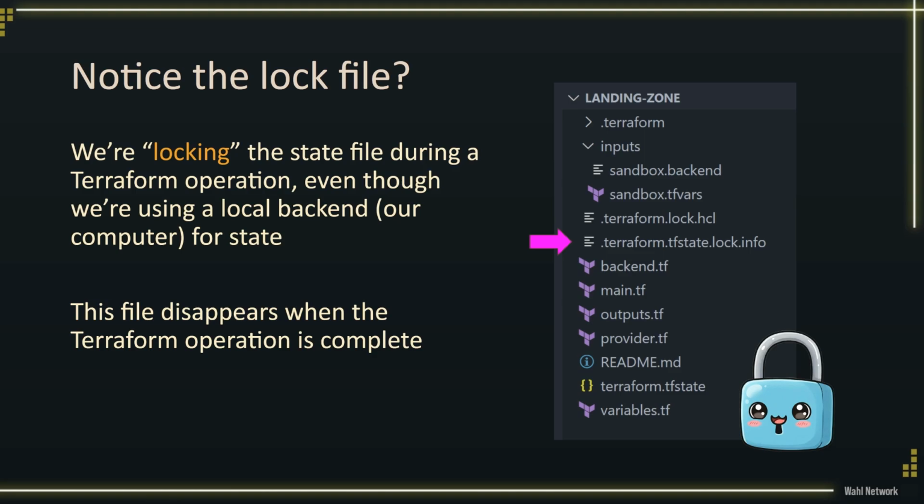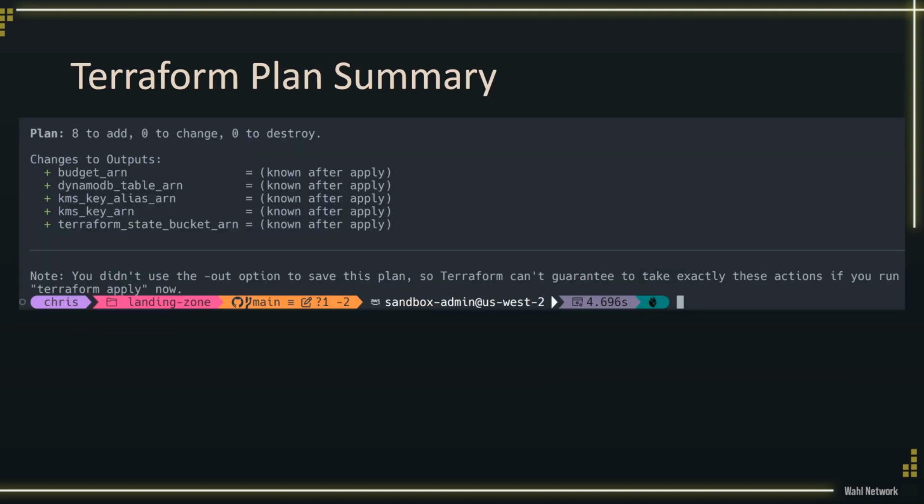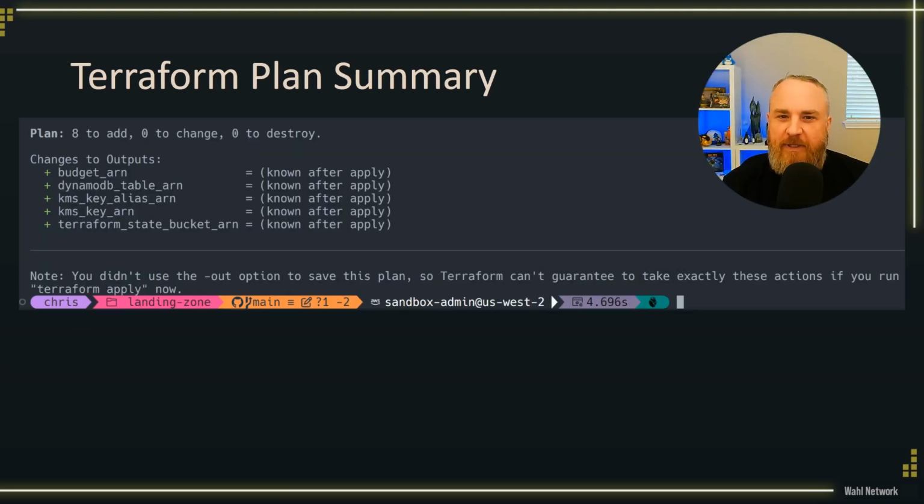Now, if you're really quick while running the plan, you're going to see this Terraform tfstate lock info file appear. That's the lock that I've been talking about. You're only running locally at the moment, so the lock is really just for you, but in the future, that lock is going to exist in the DynamoDB table. This file quickly appears and then disappears the moment you're no longer running the plan. So you might have to run it a few times just to see that it's there and then watch it disappear very quickly.